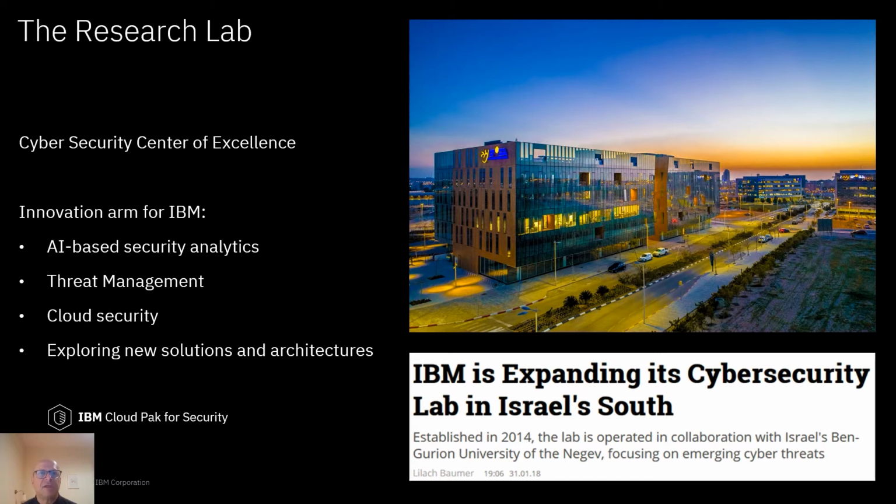Equally importantly, our mission is also to support the development of new security architectures for the security community. And one of them is an IBM open platform called Cloud Pak for Security, that is the foundation of the research project which I'll present.